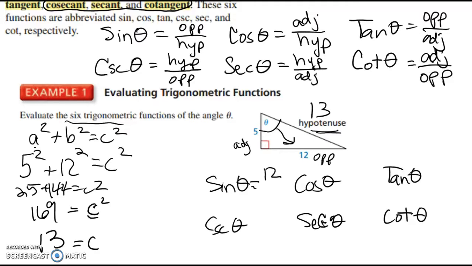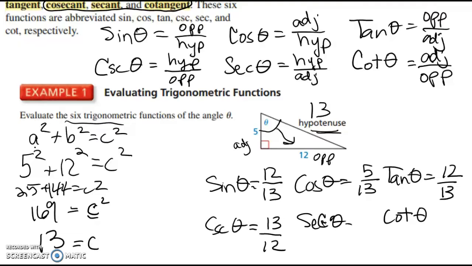Sine is the opposite, or 12, over the hypotenuse, 13. Cosine, adjacent over hypotenuse. Tangent, opposite over hypotenuse. Cosecant is hypotenuse over opposite. Secant is hypotenuse over adjacent. And cotangent is adjacent over opposite. I messed up on tangent. Tangent was opposite over adjacent. That should have been a 5.